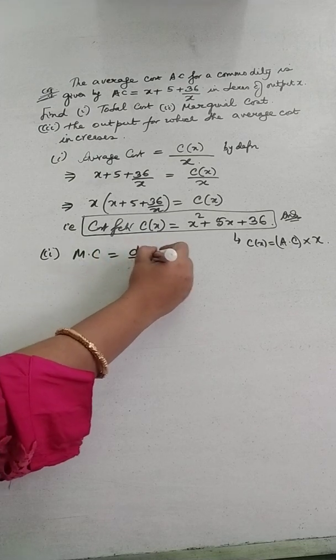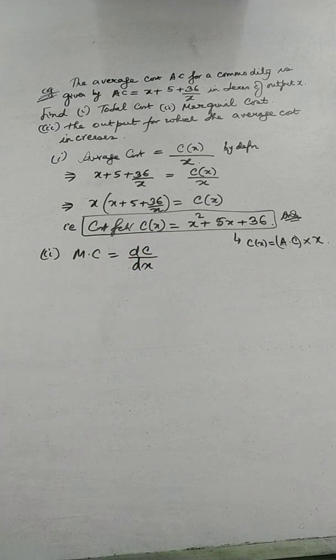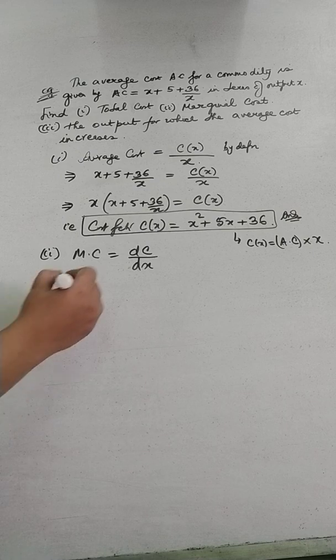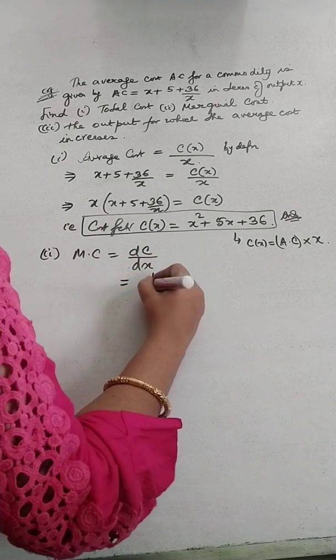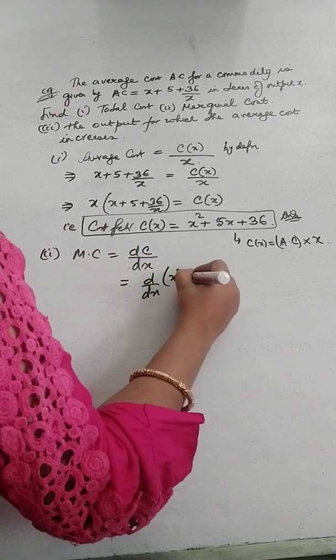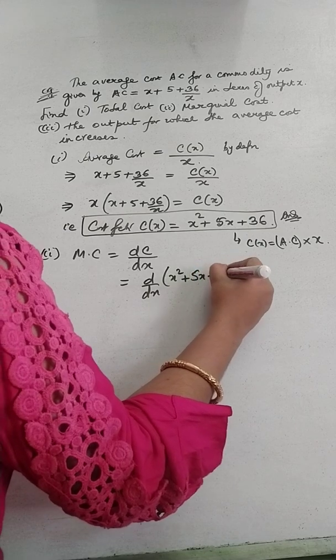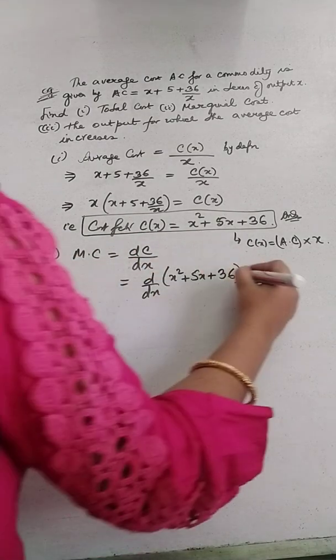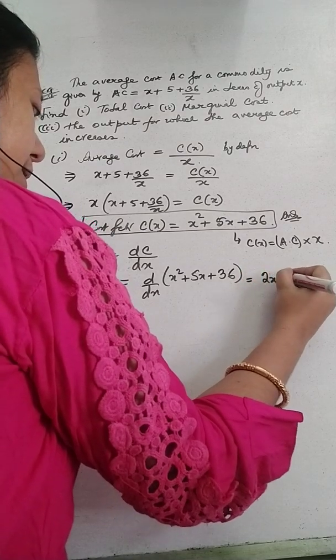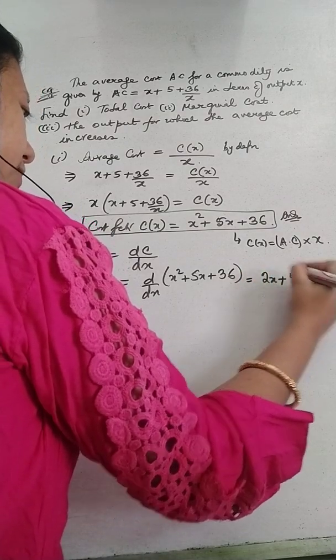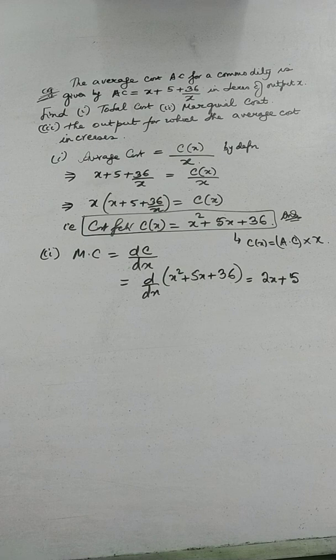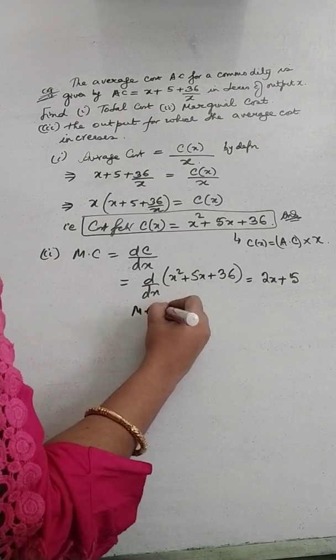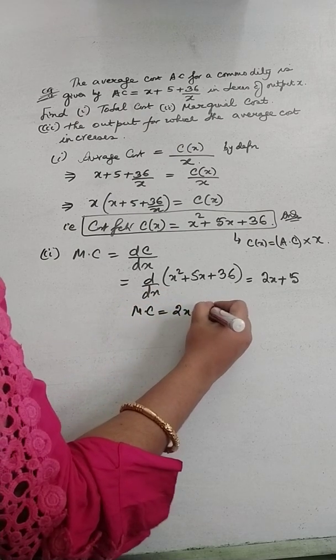It is obtained from dC/dx, d/dx of C. So therefore it is d/dx of the cost function x squared plus 5x plus 36. d/dx of x squared is your 2x, d/dx of 5x is your 5, and d/dx of 36 is 0. So this is your marginal cost. You can write it separately. MC is 2x plus 5.